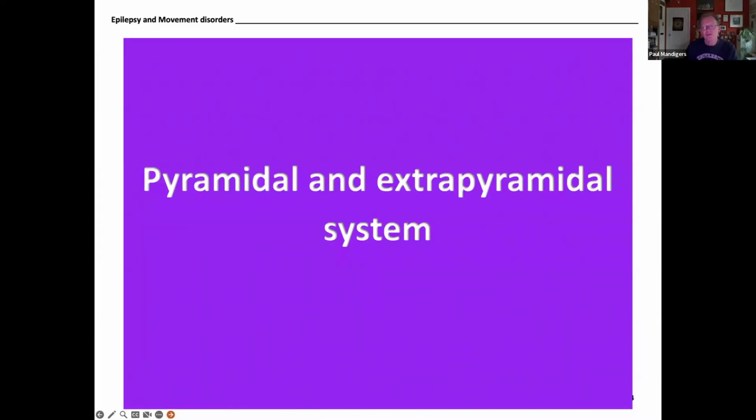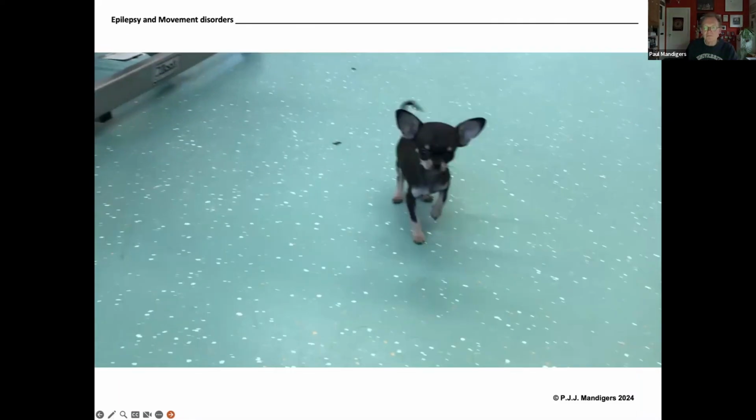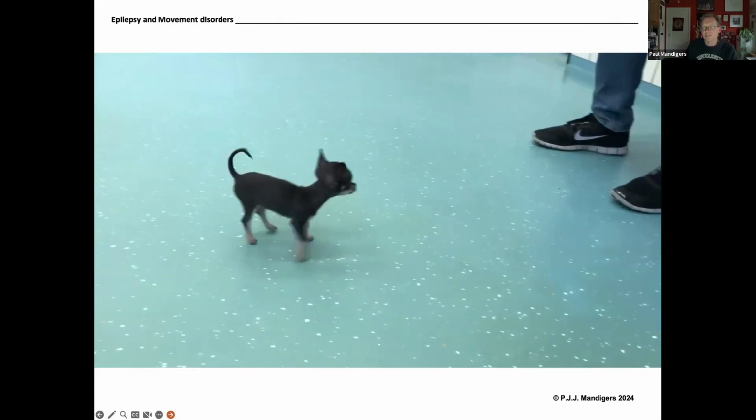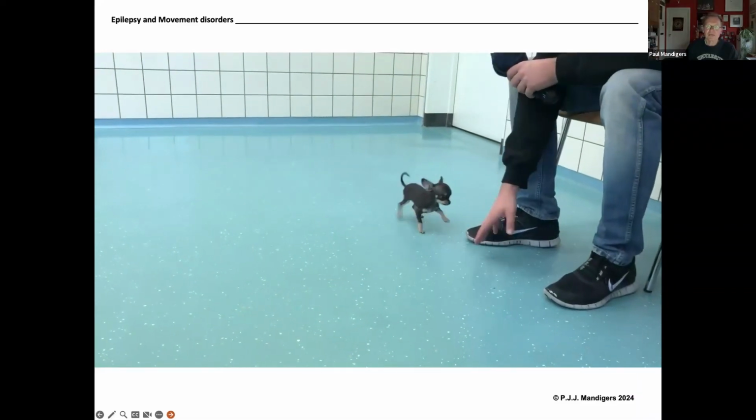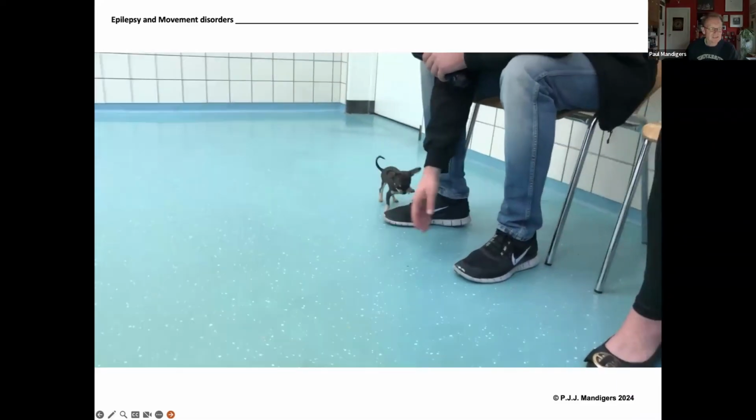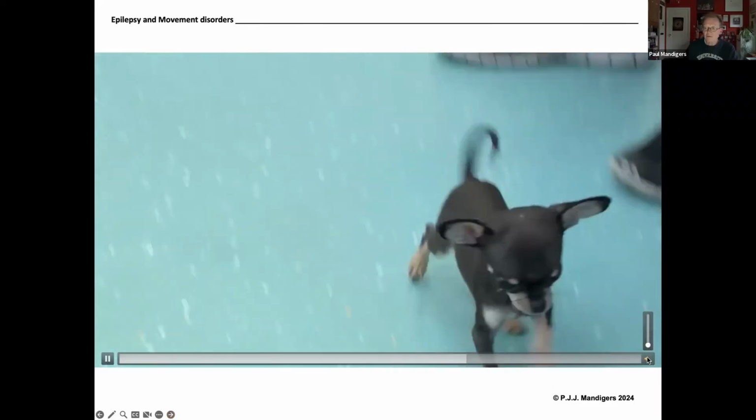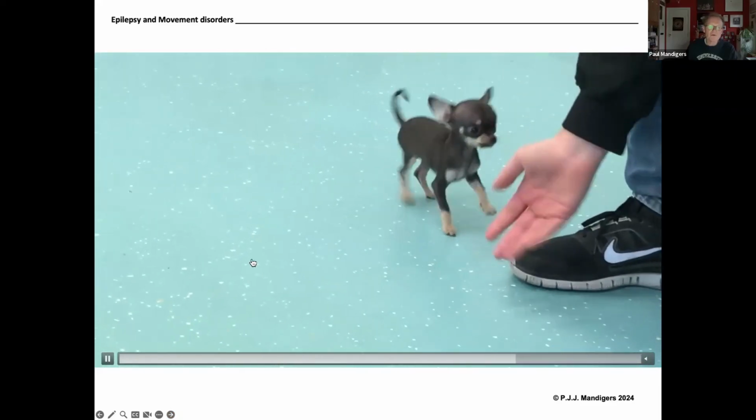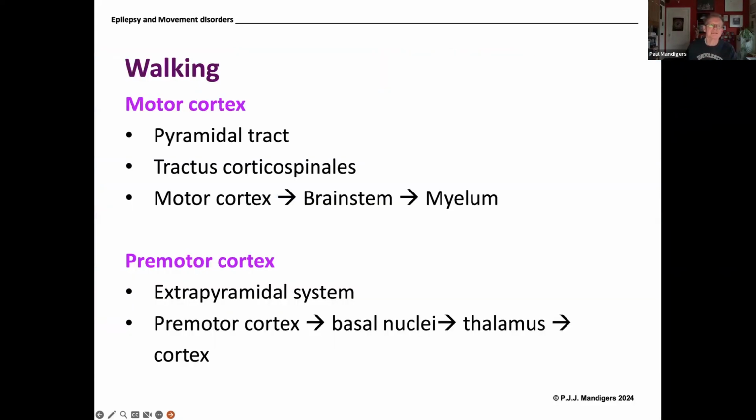Now, before we are going to talk about movement disorders, I would like to address the pyramidal and extrapyramidal system. And this is to understand the concept of a movement disorder. Now here you can see a Chihuahua, and this Chihuahua has basically no brain. He has a severe hydrocephalus, but the dog is still able to walk. He's stupid. He's not house trained. They are not able to do anything with him, but he's still able to walk. And that has to do with the fact that all the tracts are still intact.